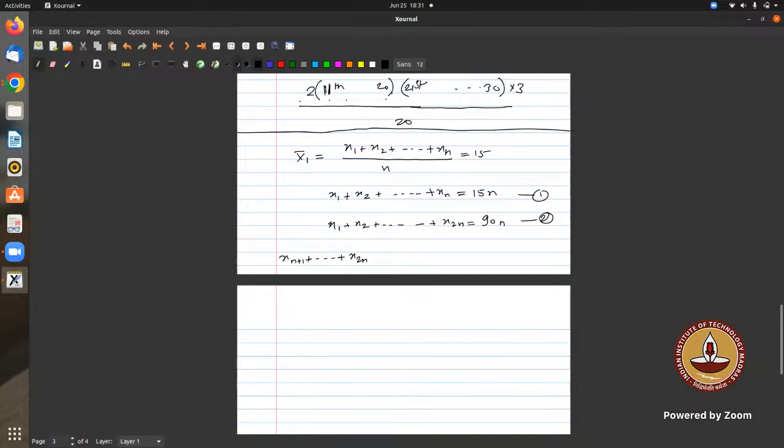Can you tell me what is the sum? So it's 75n, right? This is 90n minus 15n, right? Yes, so this is clear. For now, I'll just remove this.